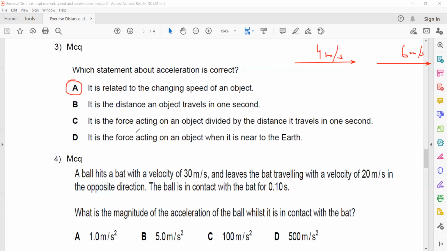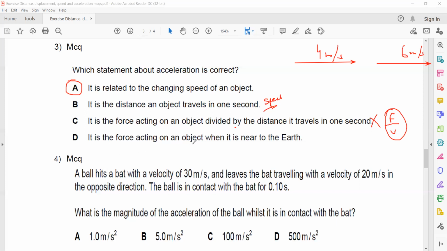But why not B, C or D? Option B is a distance an object travels in 1 second. Distance traveled in 1 second is not the acceleration, it is actually the speed. So this statement explains the idea of speed. Option C is a force acting on an object divided by the distance traveled in 1 second. Force divided by speed does not give acceleration.